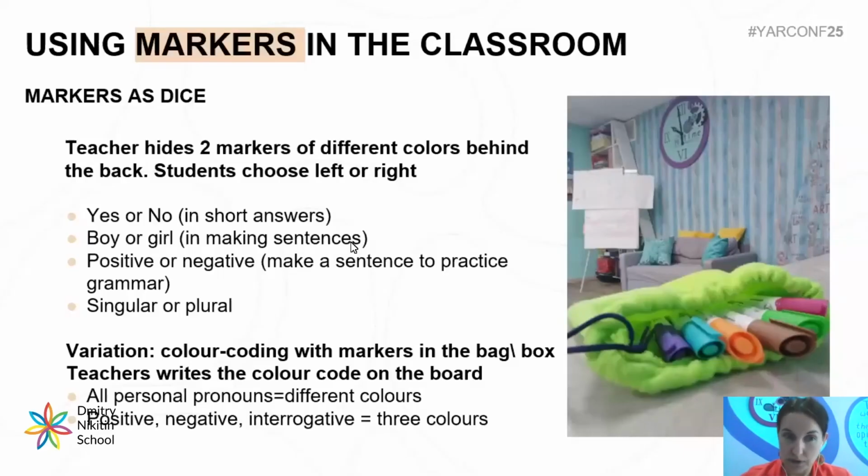You can use all personal pronouns to make sentences. For example, pink will be I, green will be you, brown will be he, orange will be she, and then we and they. Or you can choose 3 colors, make it positive, negative, interrogative for variation.